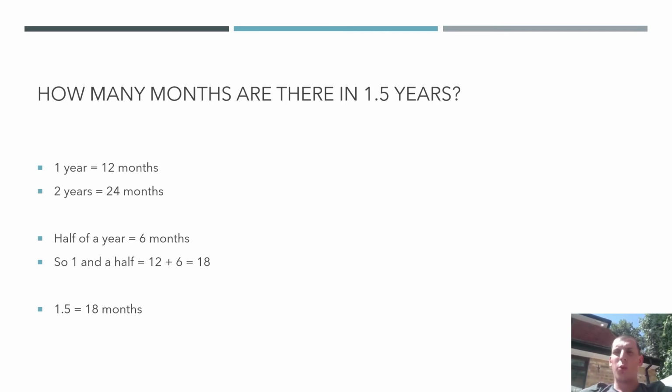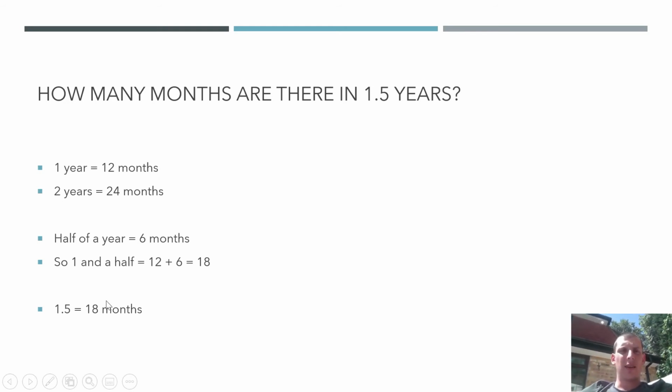But we don't want 2 years, we want 1.5 years. Okay, so we know 1 year is equal to 12 months. Now we need to know what half of a year is. And we know that a year is 12 months. So half of that's going to be 6 months. So for 1.5 years would just be 12 plus 6, which equals 18. So 1.5 years equals 18 months.